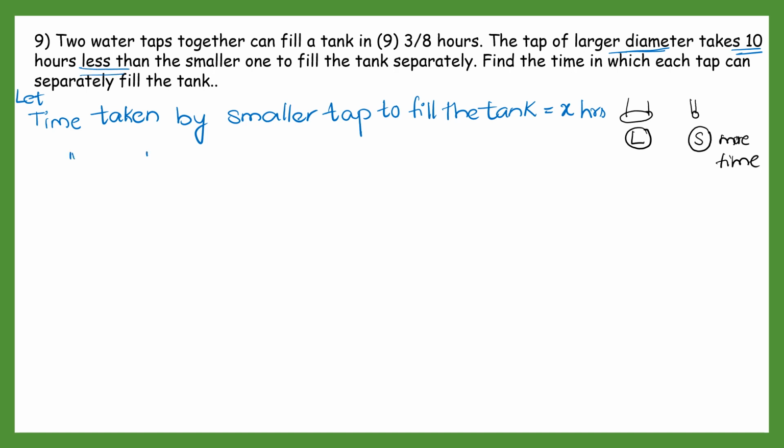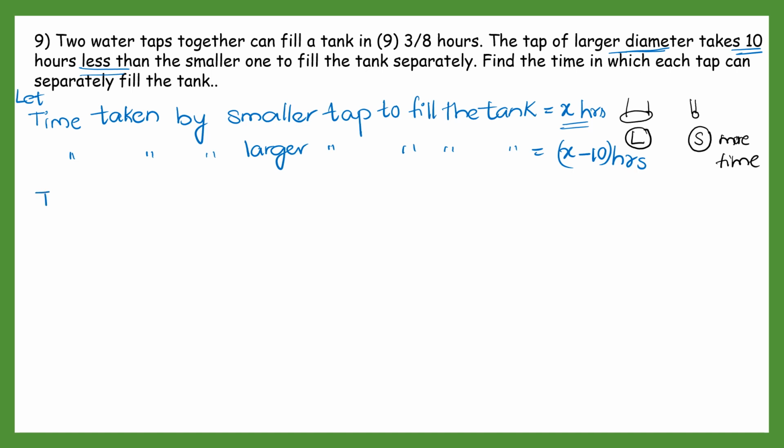So, time taken by larger diameter tap to fill the tank is what? X minus 10 hours. So, time taken by smaller tap to fill the tank is what? X hours. So, to fill one full tank, it is taking X hours.